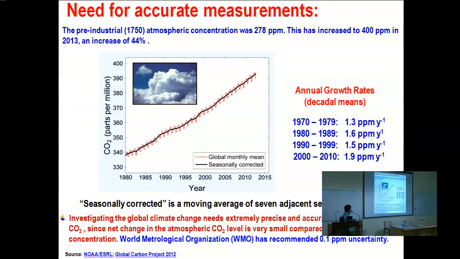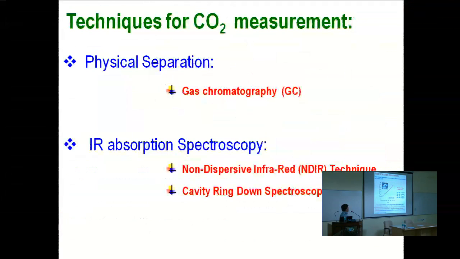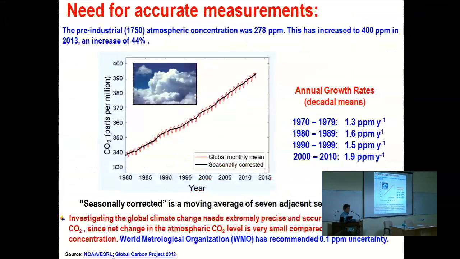So investigating global climate change needs extremely precise and accurate measurement of CO2, since the net change in the atmospheric CO2 level is very small compared to its ambient concentration. The World Meteorological Organization, WMO, already recommends that the uncertainty in our data should be 0.1 ppm.